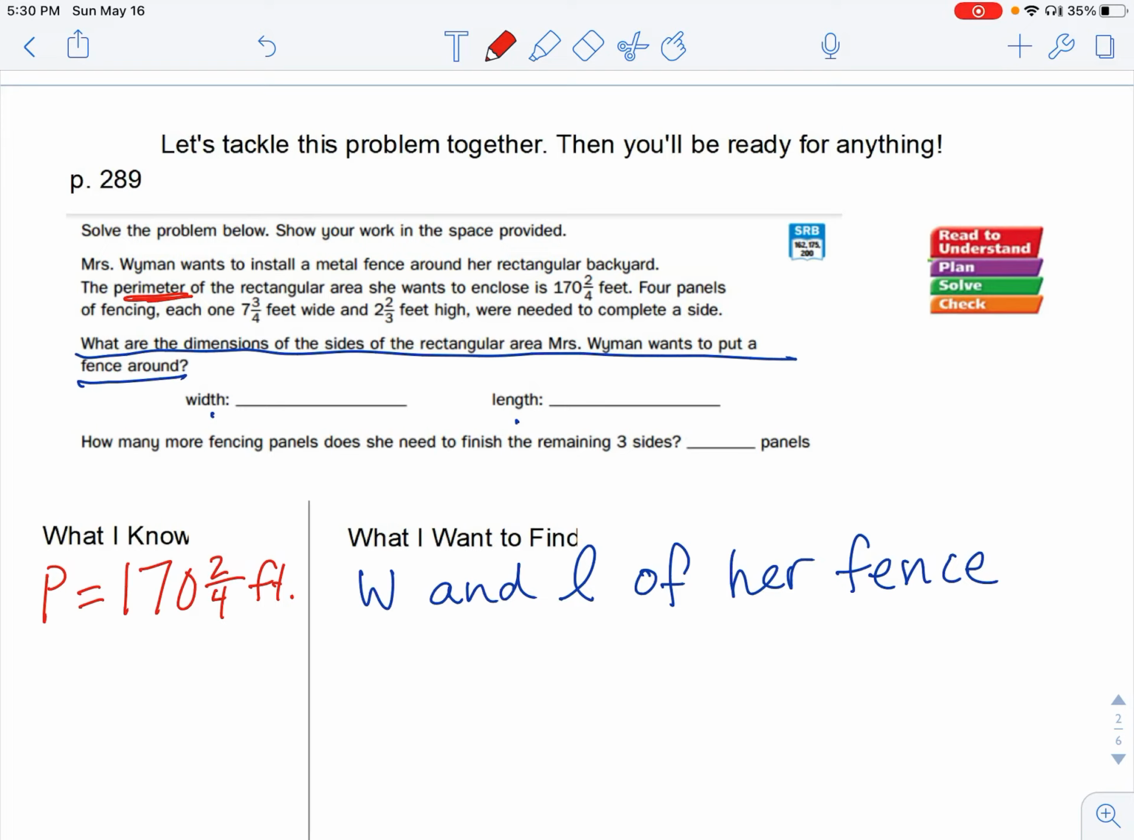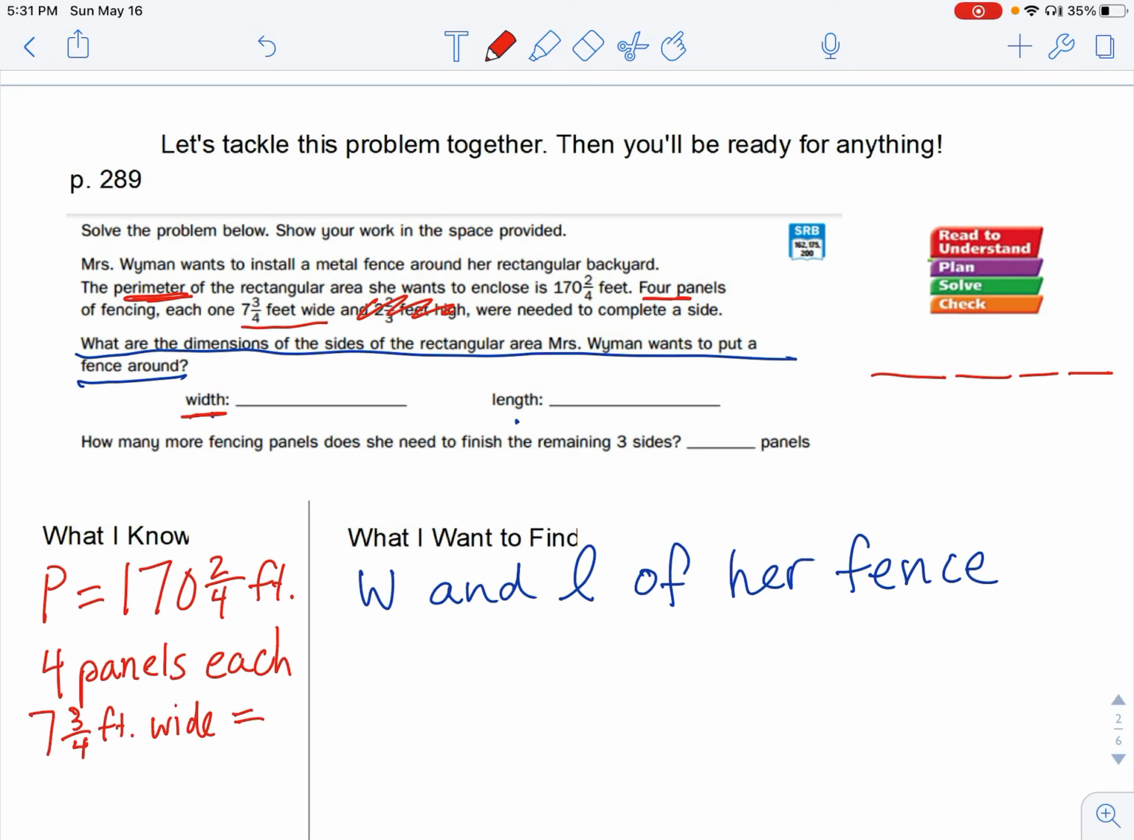And then we know she used 4 panels with these dimensions. Now, how wide the panels are, that's important, right? Because they're going to go side by side by side by side to get the total width right here. But we don't actually care how high her fence is, so I'm just going to cross that 2 2/3 feet high out. It's just extra information I don't need. But we do need to know that there are 4 panels, each 7 3/4 feet wide, and that equals 1 side.